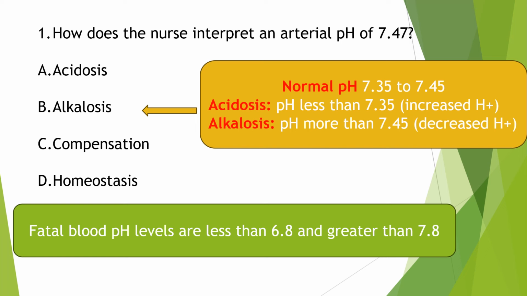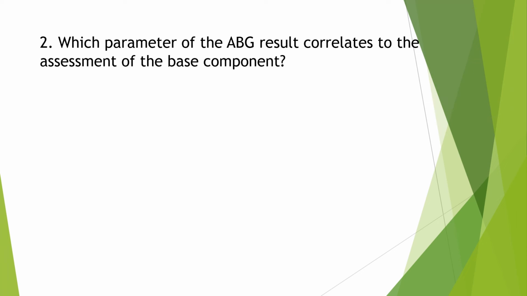Fatal blood pH levels are less than 6.8 and greater than 7.8. So if it is less than 6.8, the patient will die, and if it is more than 7.8, the patient will also die. So you need to have a good check on the pH values when we are seeing the ABG. Which parameters of the ABG result correlate to the assessment of the base component?